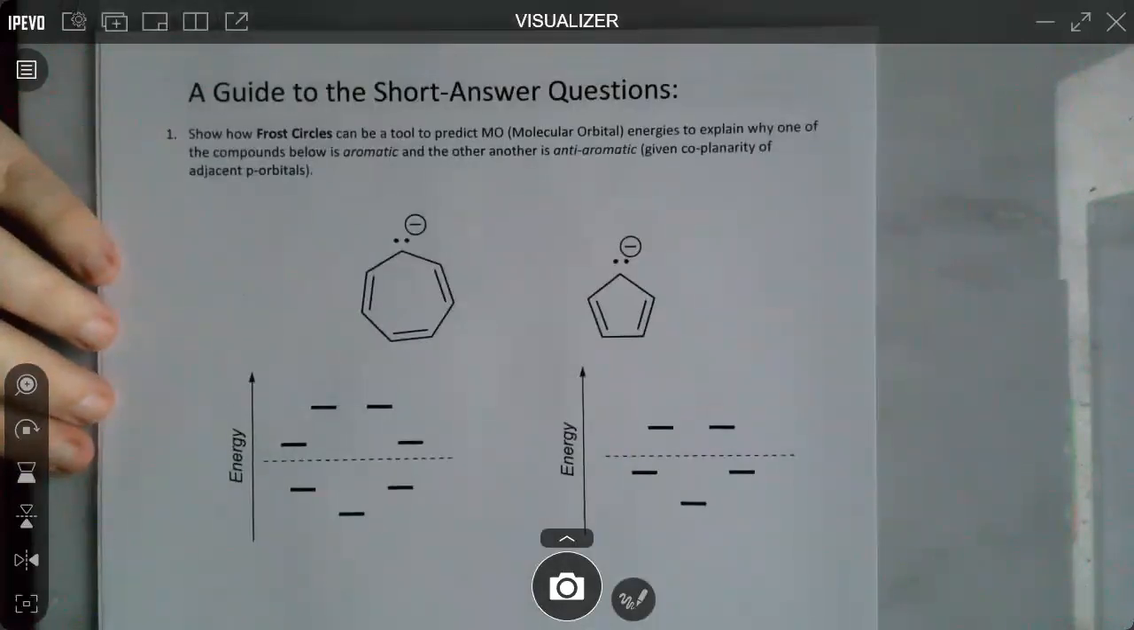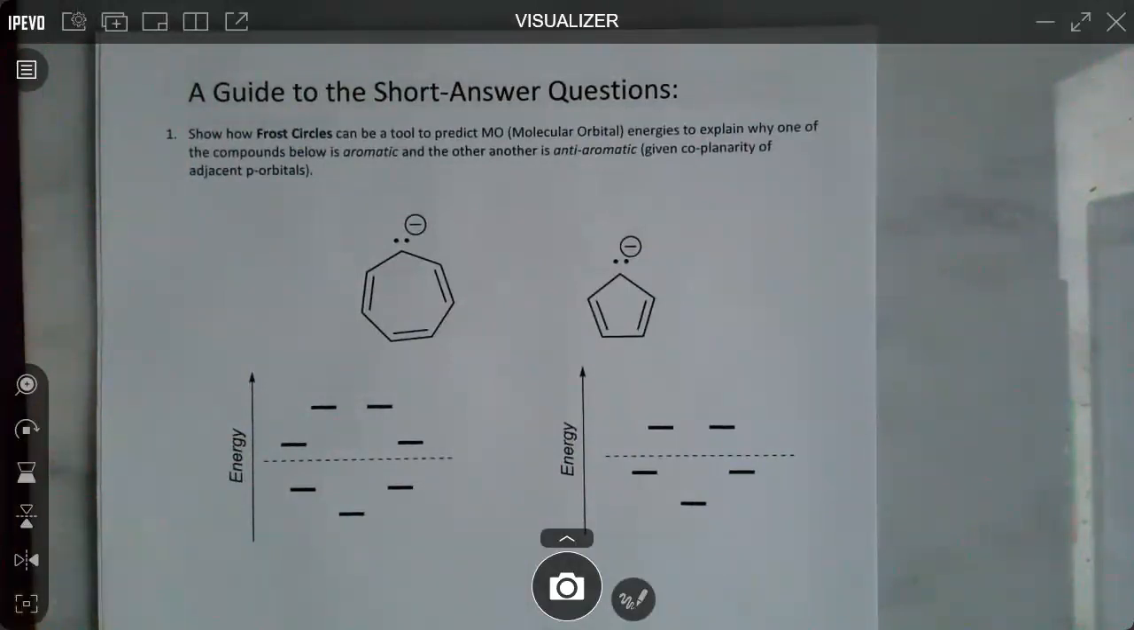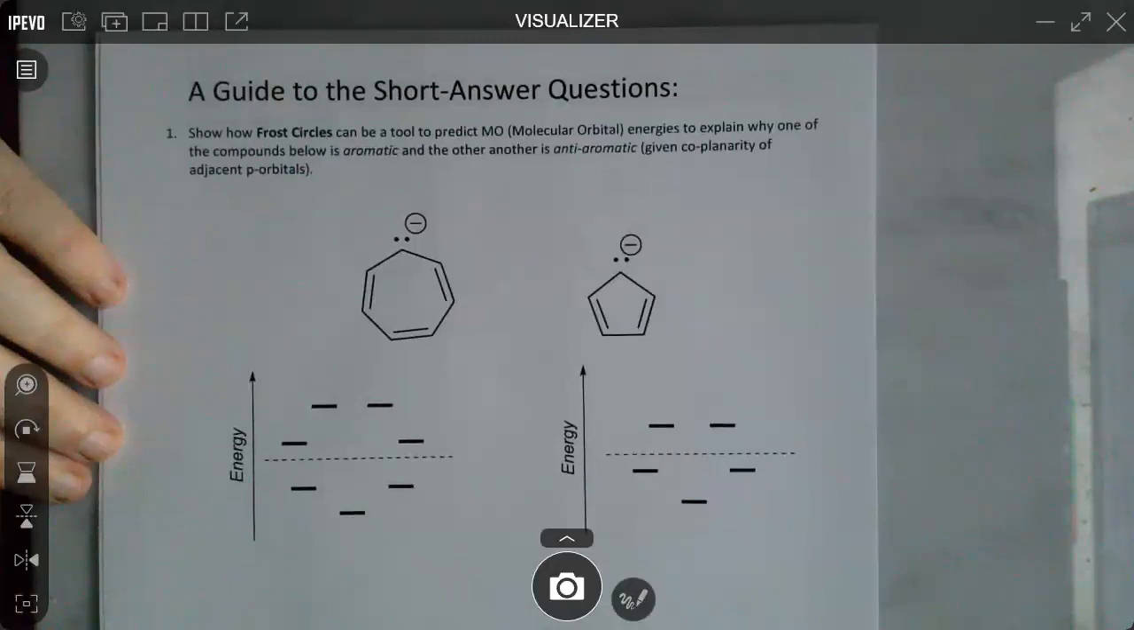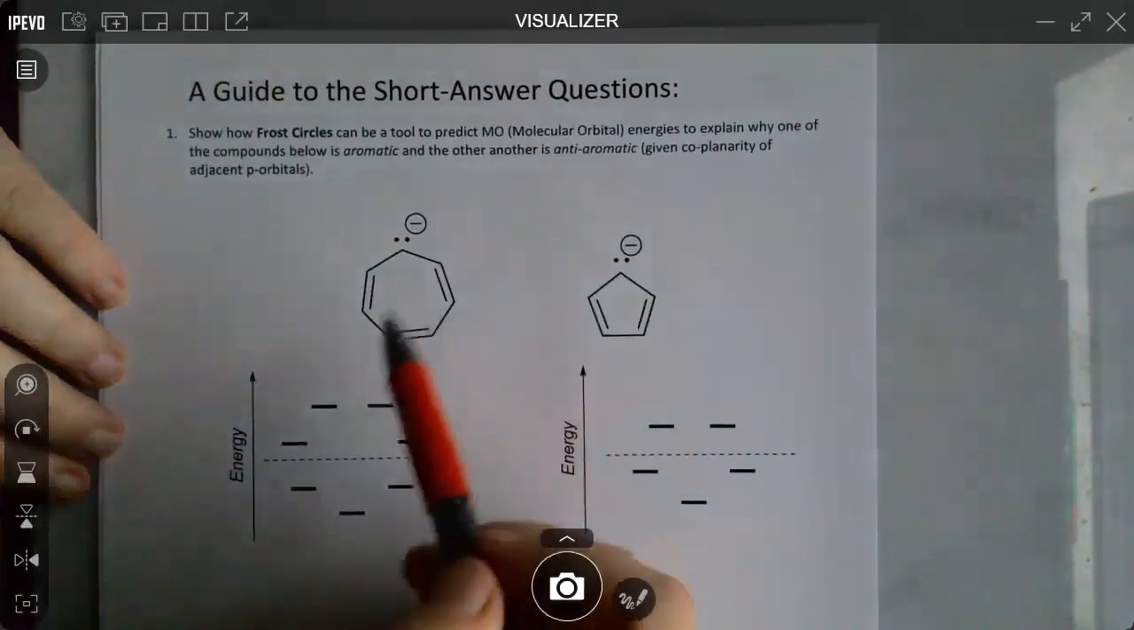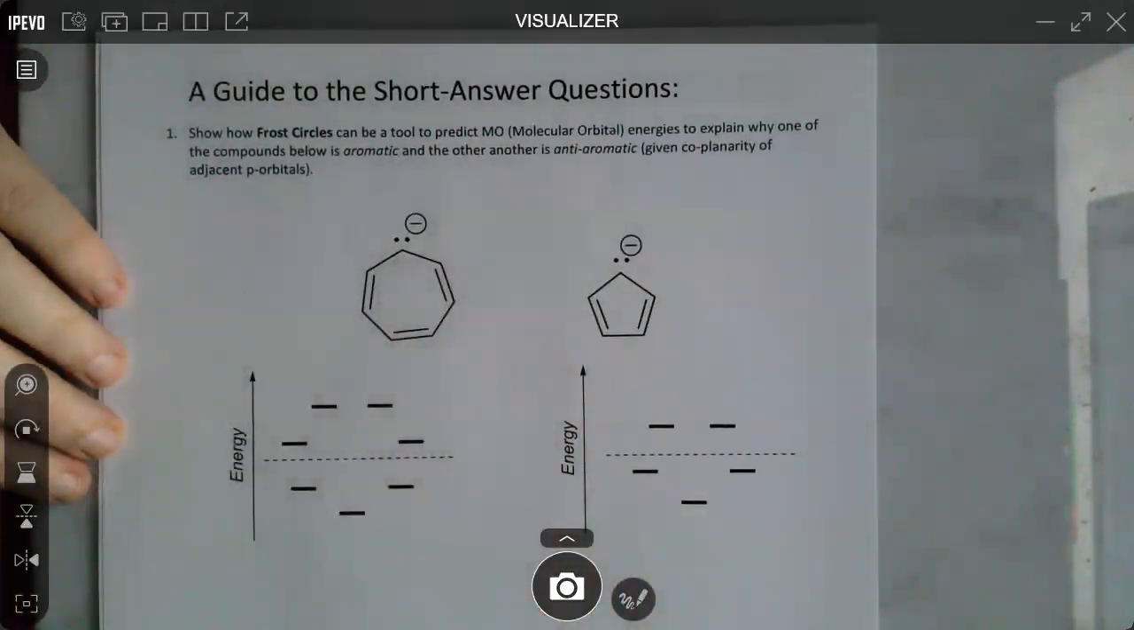Now we're on to the guide to the short answer questions. And this one says, show how Frost circles can be a tool to predict MO, or molecular orbital, energies, to explain why one of the compounds below is aromatic and the other is anti-aromatic, given coplanarity of adjacent p orbitals. Okay, so first we want to think about the fact that we are going to be placing all of these electrons into the molecular orbitals.